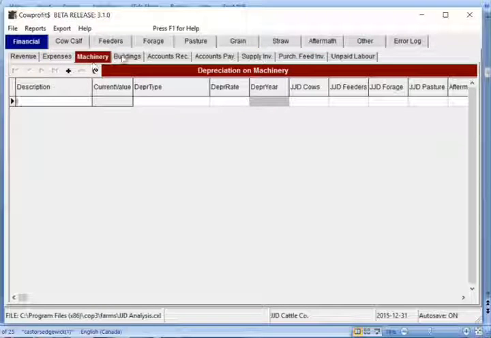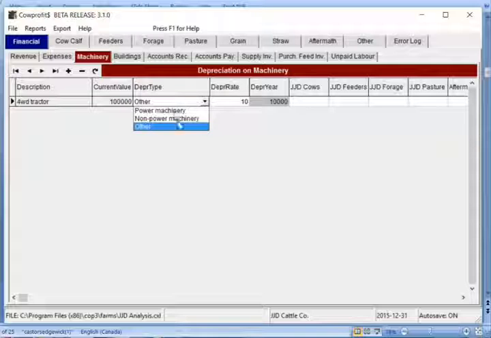Then we move on to machinery, and flipping around in my information, the first machine that I have listed here is a four-wheel drive tractor, and its current value is $100,000. And the depreciation type is power machinery, and that gives us an 8% depreciation rate. If you wanted something different, you could go in and choose other, and then that would allow you to say a 10% depreciation rate. But generally we try to stick with either power machinery or non-power machinery, and that calculates your depreciation for each year.